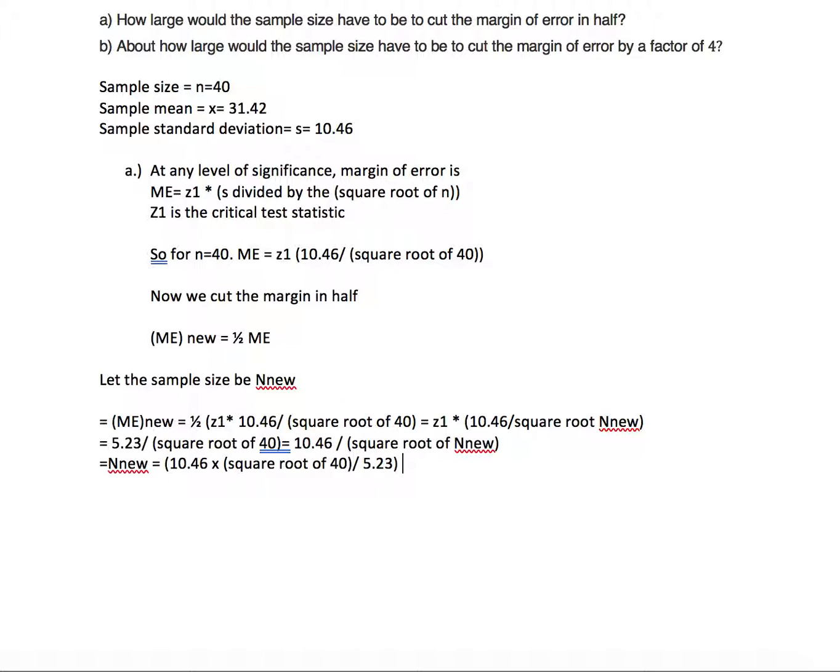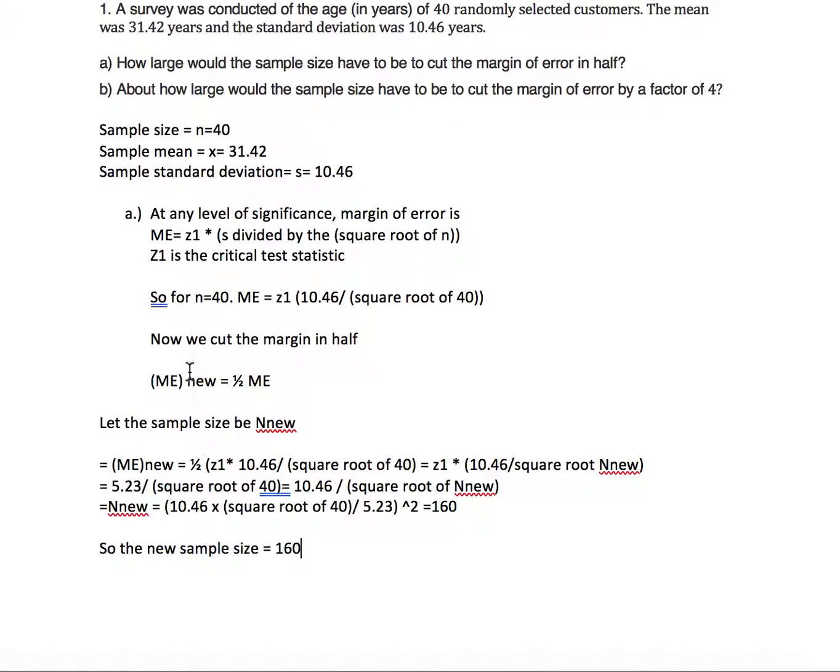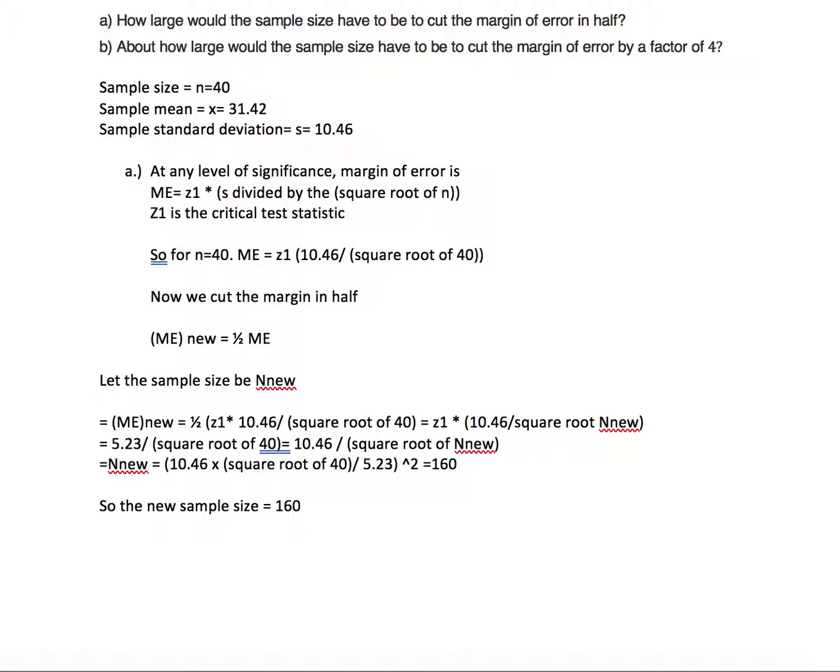So we're going to use the up arrow squared. All of that equals 160. I know it's kind of hard to see, but once you work that out, the new sample size equals 160. So that is how you cut the margin of error in half. Sorry if that was a little confusing.